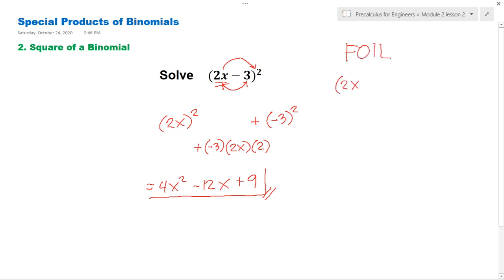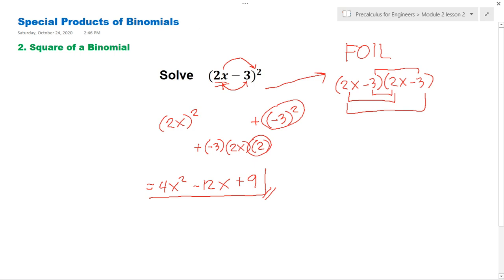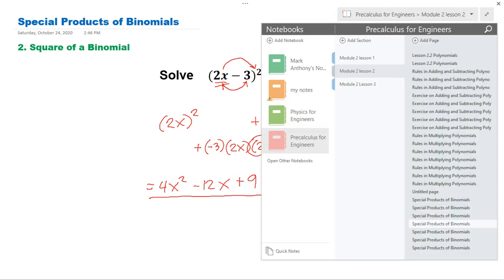Because we have 2x minus 3, then 2x minus 3. If you do FOIL, so you have first, that's why squared ito. The last, 3 times negative 3, that's why squared natin dito. For the middle, for the outer and the inner, they both have the same value. That's why, minamultiply natin ng 2. So, this shortcut still comes from the principle of FOIL method. So, ganun lang. Don't forget FOIL method.